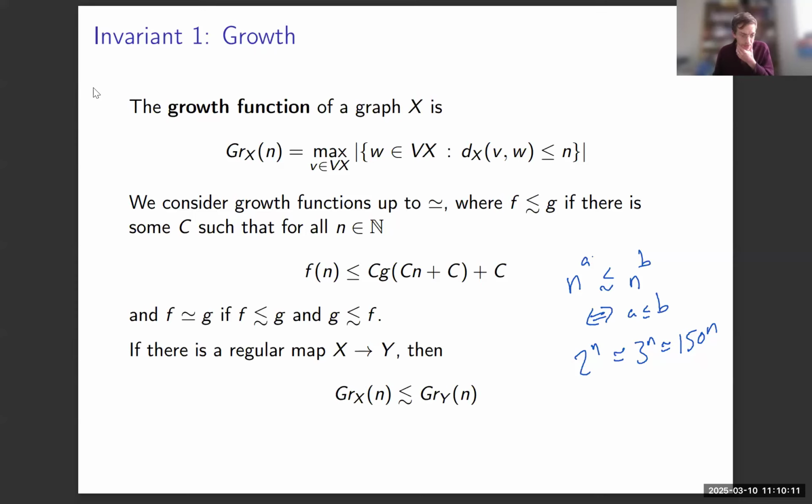And the important thing for our purposes is if you've got a regular map between two bounded degree graphs, then the growth of the first one is at most the growth of the second. So simply counting points, if there are so many points in a ball of radius n in x, there must be a comparable number of points in the ball of radius kappa n plus kappa in y.